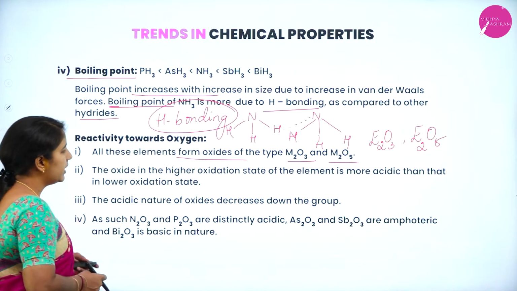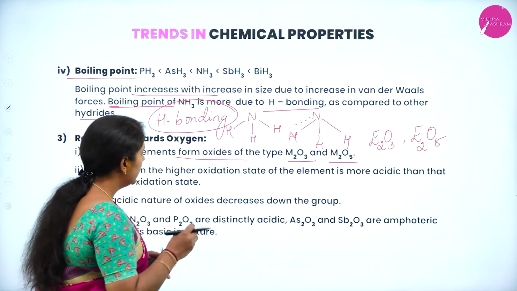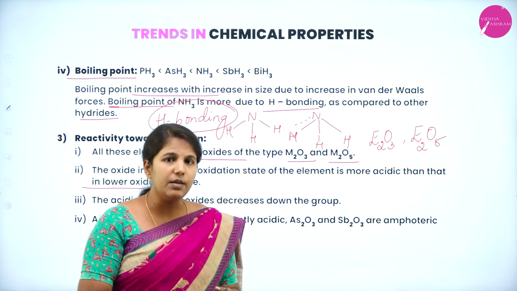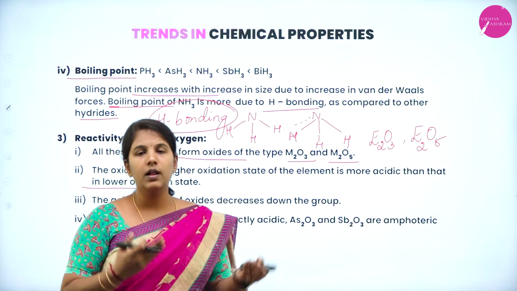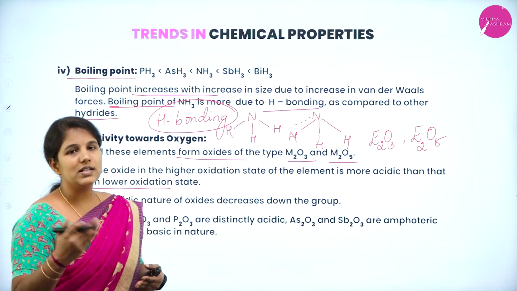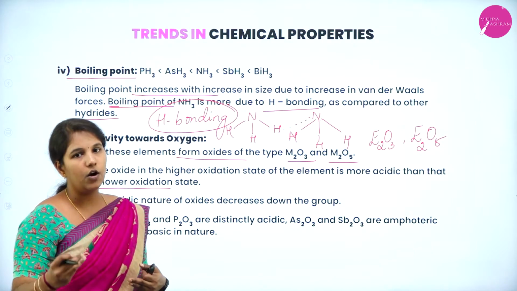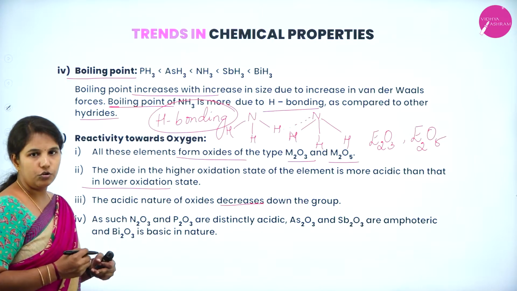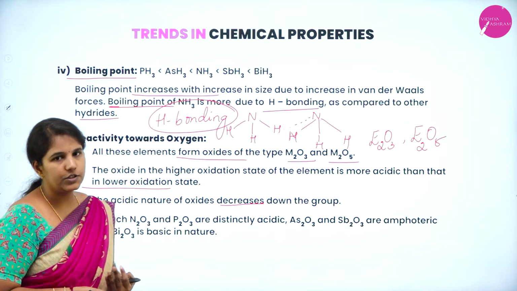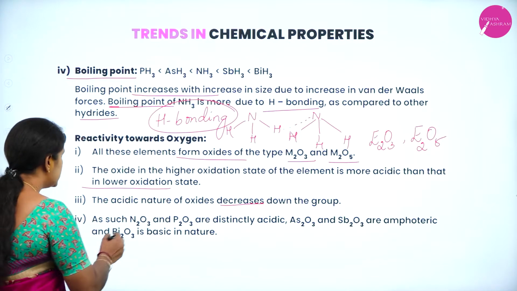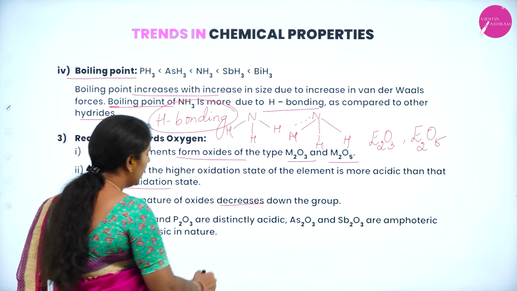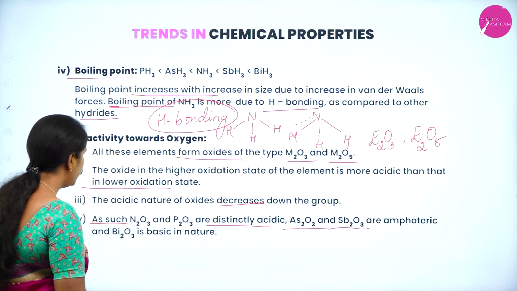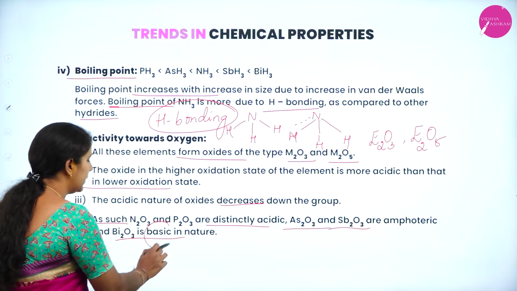The oxides in the higher oxidation state of the elements are more acidic than those in the lower oxidation state. Suppose if any group 15 element shows the higher oxidation state of +5, it is usually acidic in nature compared with the other oxide of the element in the lower oxidation state. And the acidic nature of these oxides decreases down the group. As we move down the group, what will happen to their acidic nature? It will decrease. N2O3 and P2O3 are distinctly acidic, whereas arsenic oxide and antimony oxide are amphoteric, and bismuth oxide is basic in nature.